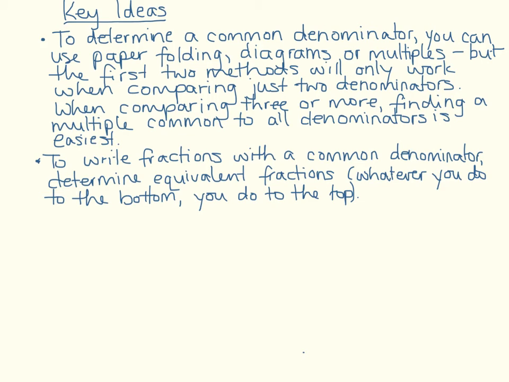Here are your key ideas for this lesson. To determine a common denominator, you can use paper folding, diagrams, or multiples. But the first two methods, paper folding and diagrams, really only work when you're comparing just two denominators. If you're comparing 3 or more, it's more complicated to use paper folding or diagrams. What you would want to do then is find a common denominator between two of the fractions. So for example, we'd look at 1/2 and 1/3. We'd divide it into 3 on one side, 2. That gives us 6. And then we would have to compare the fraction of 6 and 4.